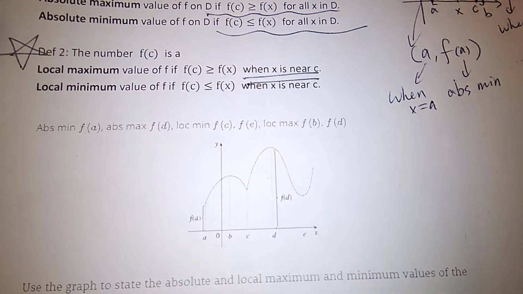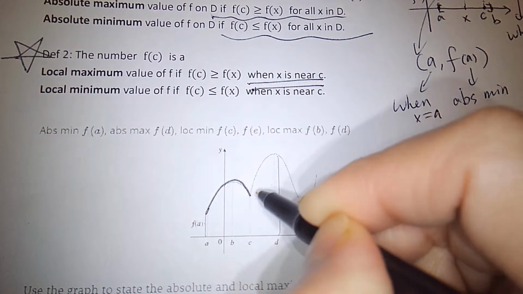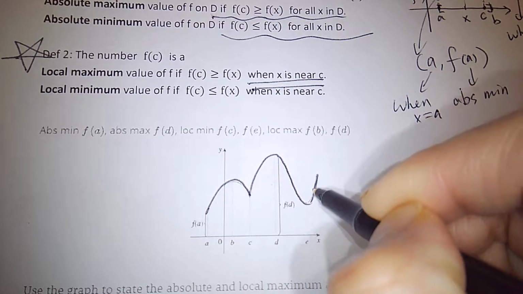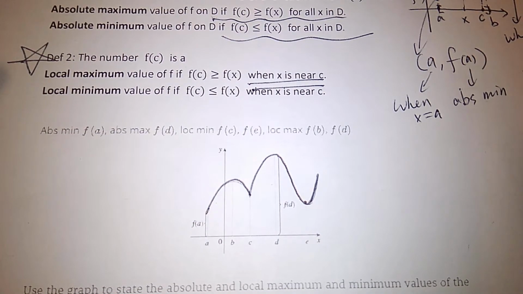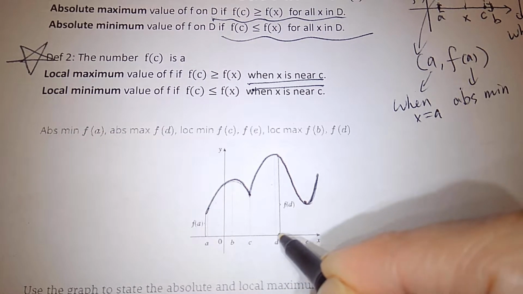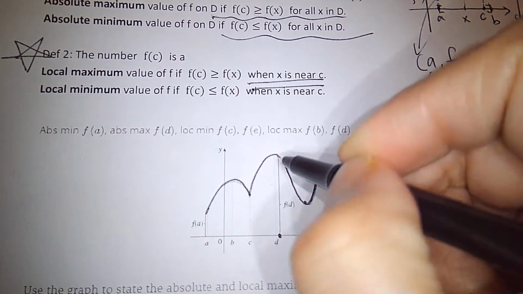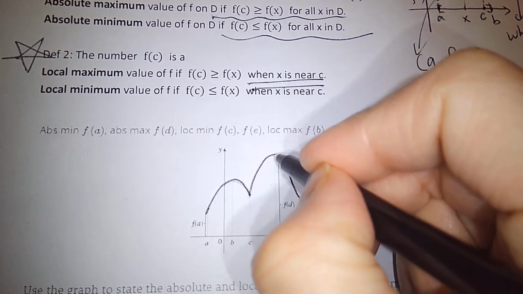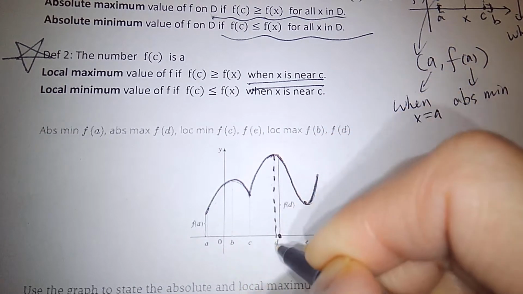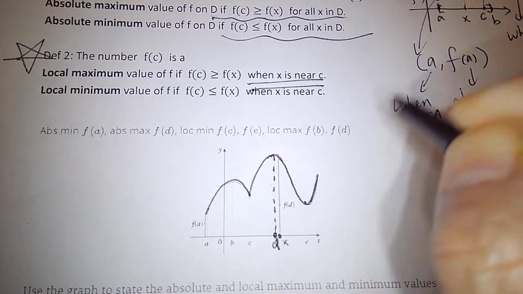Say for example, guys, let's look at this graph. What does local maximum mean? When x is close to this number D, okay? I think this is the highest point, right? So I would say this is D. This is some point x close to D, okay?